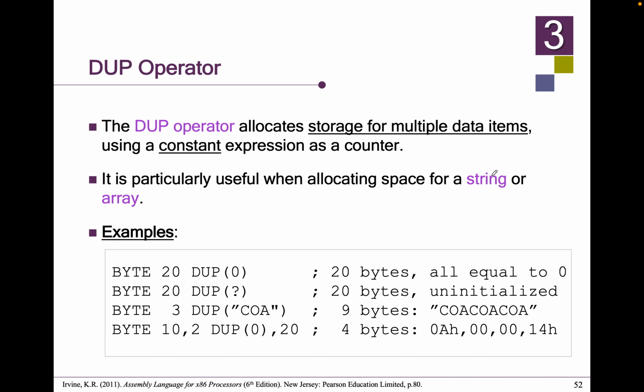And then the DUP operator. If you meet the DUP, what is this? It is a storage for multiple data items using a constant expression as a counter. So you can see byte 20 DUP 0. So you're going to duplicate this. So 20 bytes all equal to 0. Byte with an undefined value, because you don't have anything here.